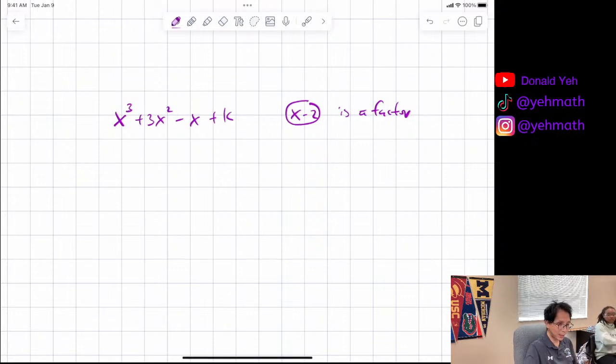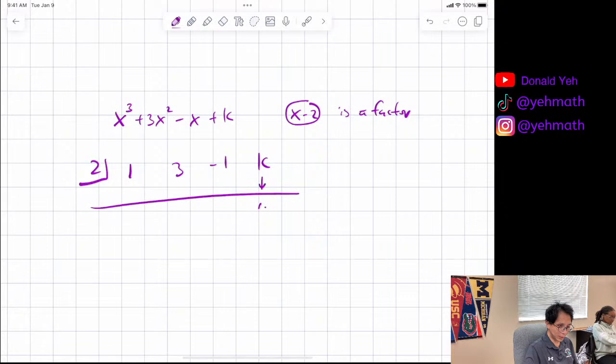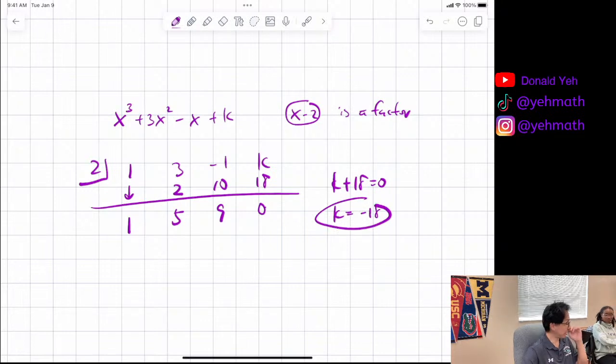But if you have x minus 2, that means if I want to long divide this, this is going to be positive 2. Positive 2, good. And that's going to be 1, 3, negative 1, k. But the result is going to be 0. I don't know what k is, so I'm going to drop the 1, 2, that's 5. 5 times 2 is 10. That's 9. 9 times 2 is 18. And then k plus 18 is equal to 0, so k must equal negative 18. And that's the SAT question there for you.